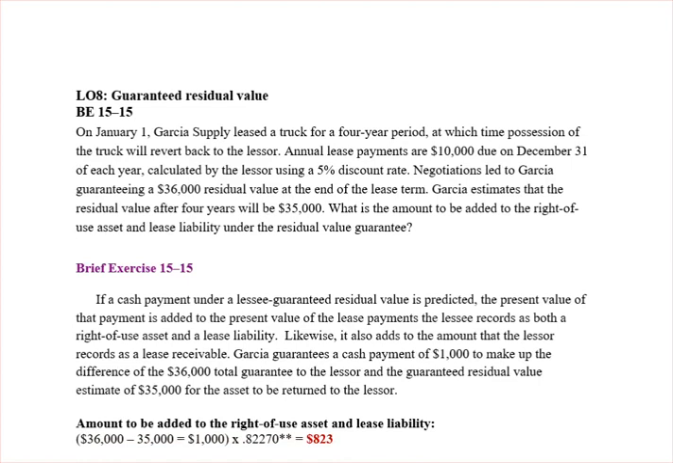Now, guaranteed residual value, at which time it goes back to the owner, and they are going to be paying the lease payments and the $36,000. They estimate that the residual value will only be $35,000. Well, if they know that they're going to have to come up with an extra amount because they're going to have a shortage, they added it back in.